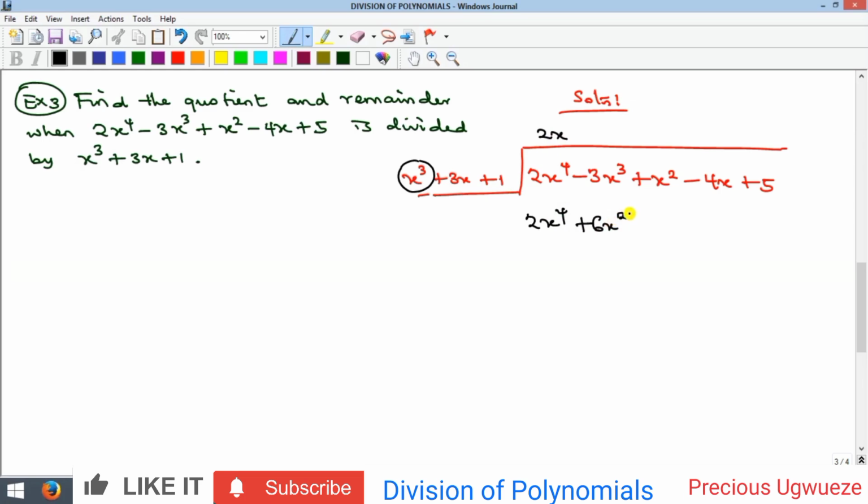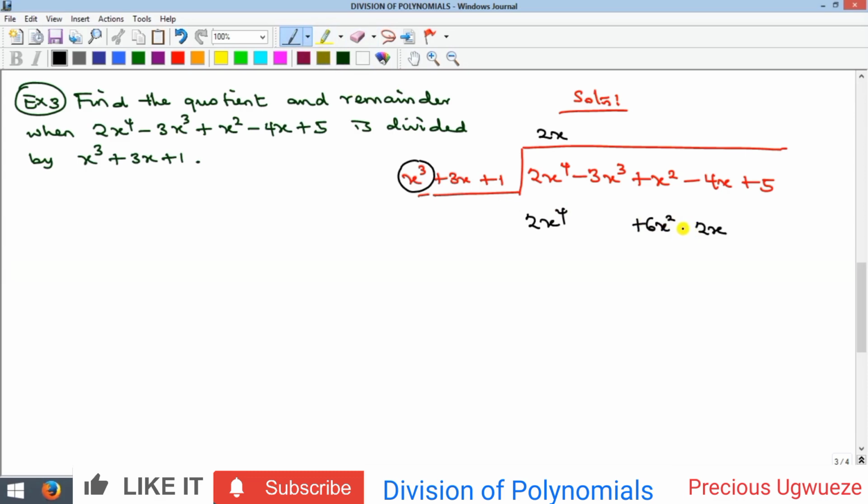6x squared. And then at this point, what are we going to do here? We'll now multiply by 1, and that will give us 2x. It will be good to write this under the x, and the same thing should be done here. So this place we will shift under the x, and so we're going to have 6x squared here.